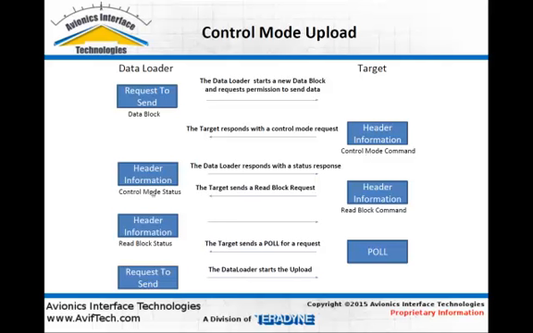The data loader can acknowledge this and accept, go into control mode. Then the target can send read block commands. There's also write block commands and several other commands that are defined in the spec, essentially to tell the data loader what it wants to do next. And after that, you basically have your same sequence of operations, either a pull from the target or a request to send, depending on which way the file is being transferred.